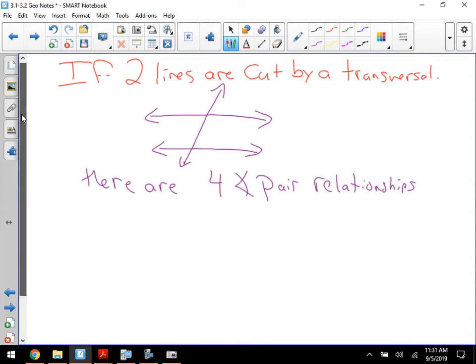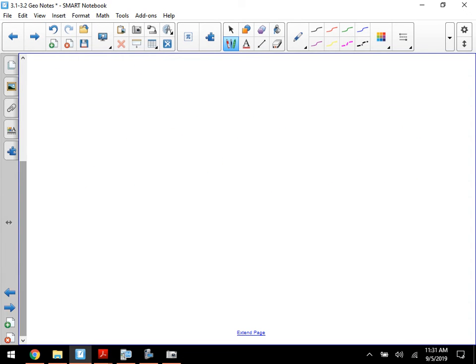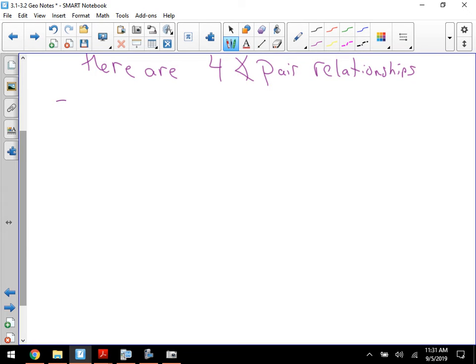4 types. First one we'll look at is called corresponding.